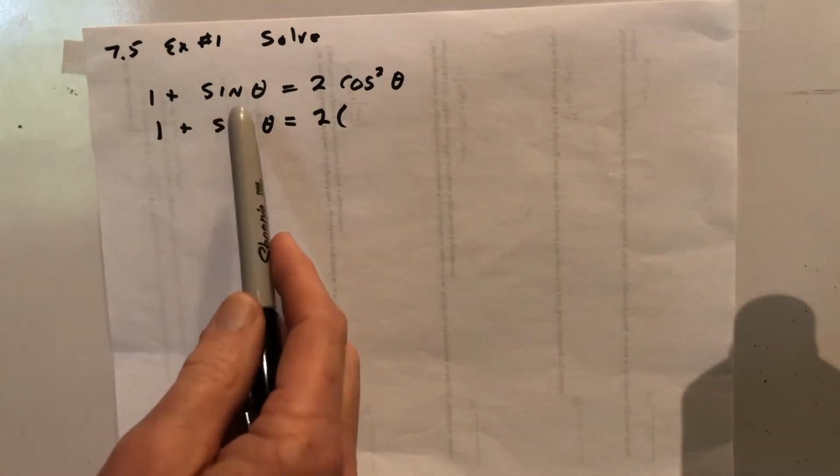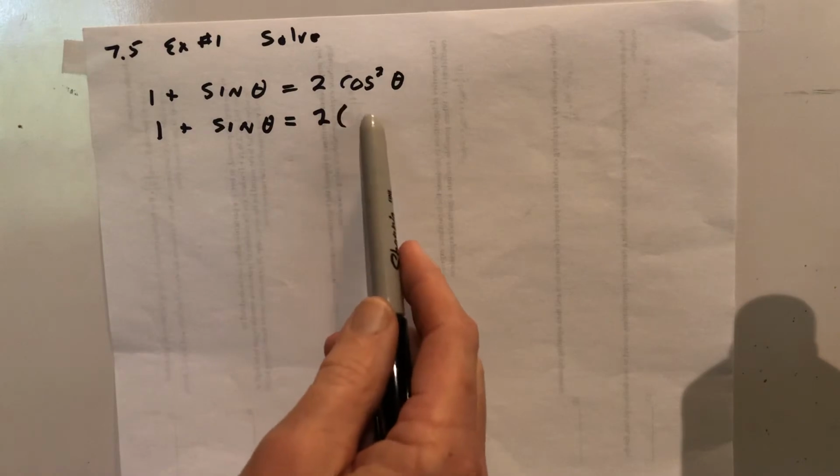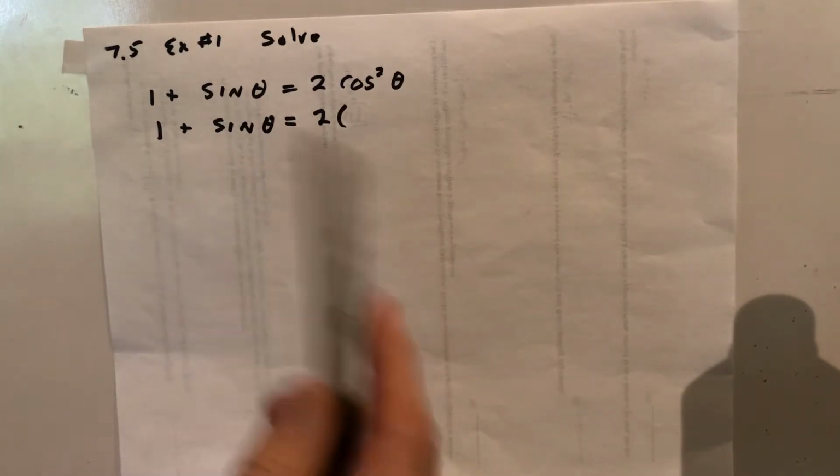Hey there, we're going into Chapter 7, Section number 5, which is the last section in 7, and then we'll have just 8.1 to do. Solving equations. 1 plus sine of theta equals 2 cosine squared of theta. We want to solve for theta.